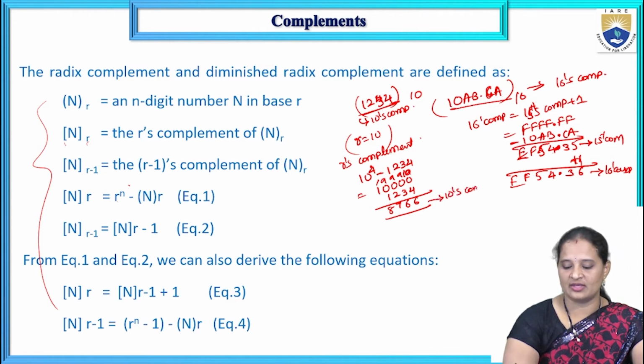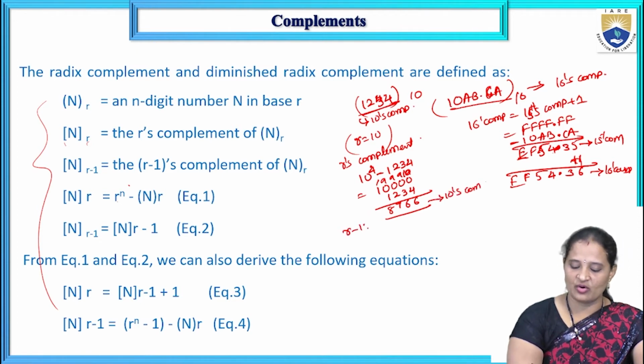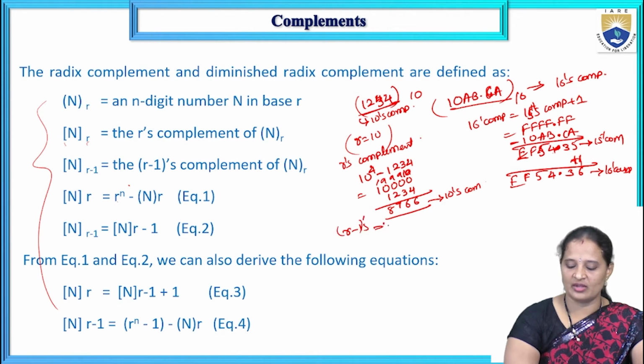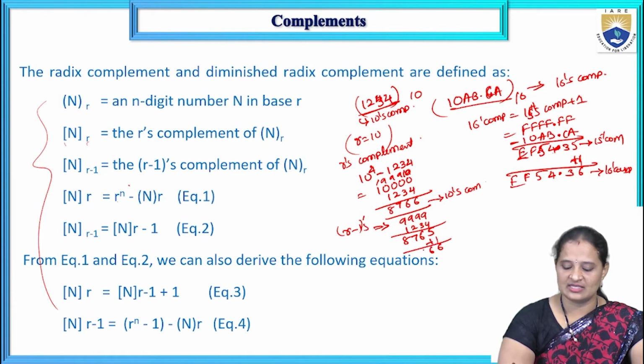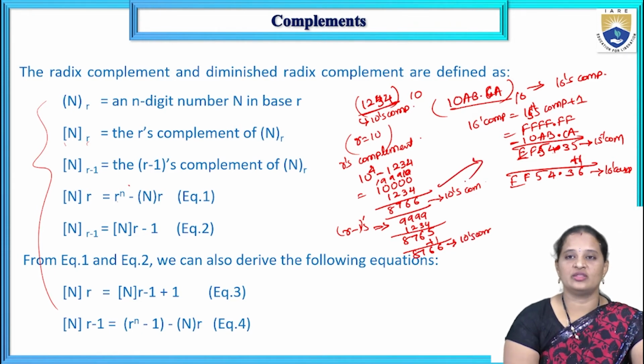You can do it like this, or else you can find the R minus 1's complement. How can I find the R minus 1's complement? Subtract each digit from 9. For 1, 2, 3, 4: 9 minus 4 is 5, 9 minus 3 is 6, 9 minus 2 is 7, 9 minus 1 is 8. Plus 1. So how much? 8, 7, 6, 6 reversed reads 8766. This is the tens complement. So either this way or this way you can do it.